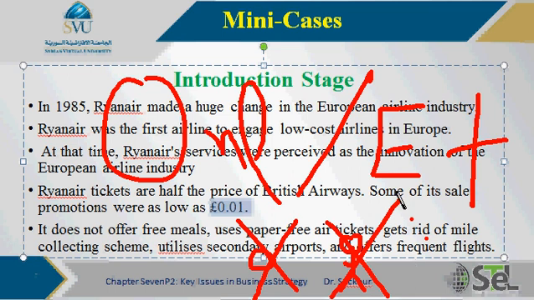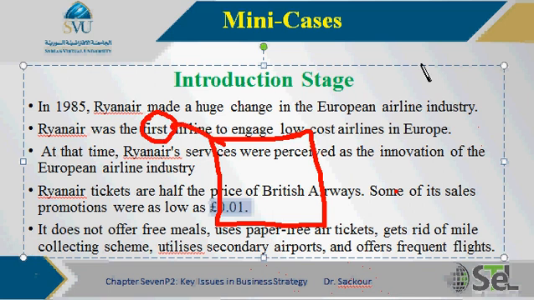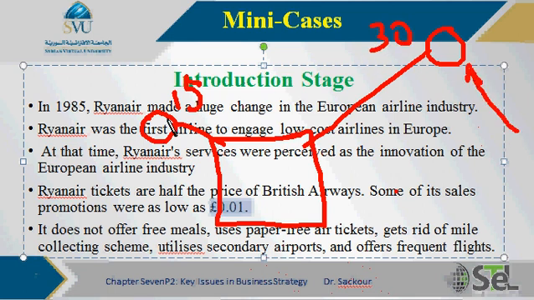Then it utilizes secondary airports instead of landing at the main airport. Let's say this is London Heathrow Airport here, 15 kilometers, and this is Gateway Airport, 30 kilometers. So Ryanair doesn't land here, because this is cheaper, right? This is cheaper, right?